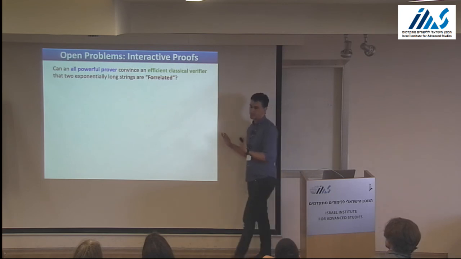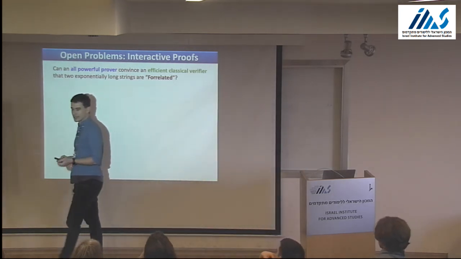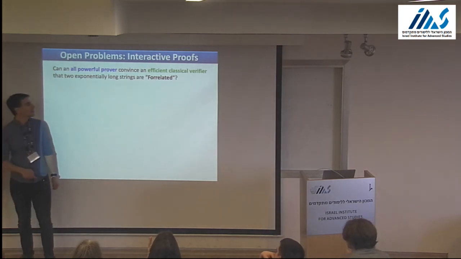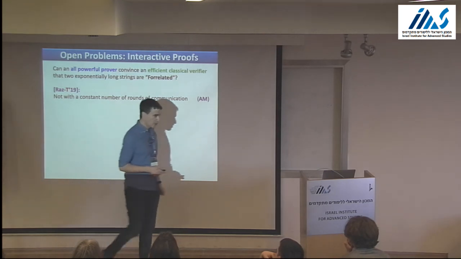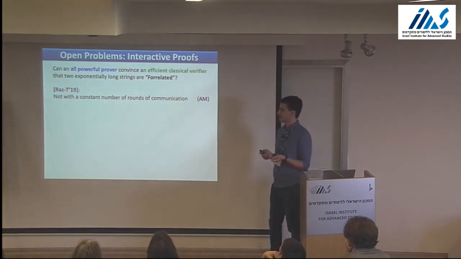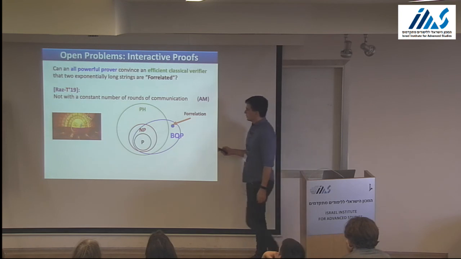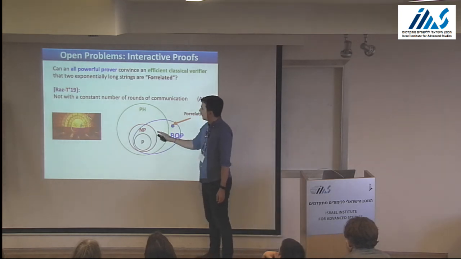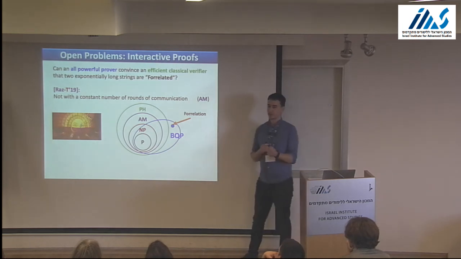If the prover was a quantum device, he could tell whether or not they are correlated. But can he convince you, a classical verifier, that they are correlated? Well, our results rule out an interactive proof with constantly many rounds. And this is denoted by AM or Arthur-Merlin. And why is that? So we showed that correlation is outside the polynomial hierarchy, but in fact, Arthur-Merlin is inside the polynomial hierarchy. So everything that you can prove with constantly many rounds is inside the polynomial hierarchy.